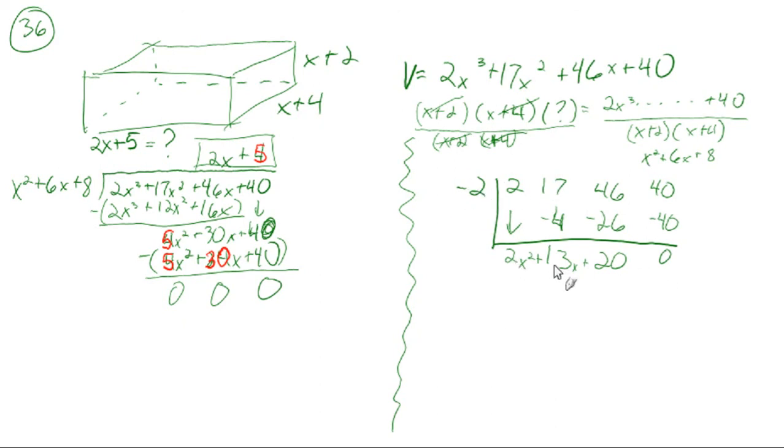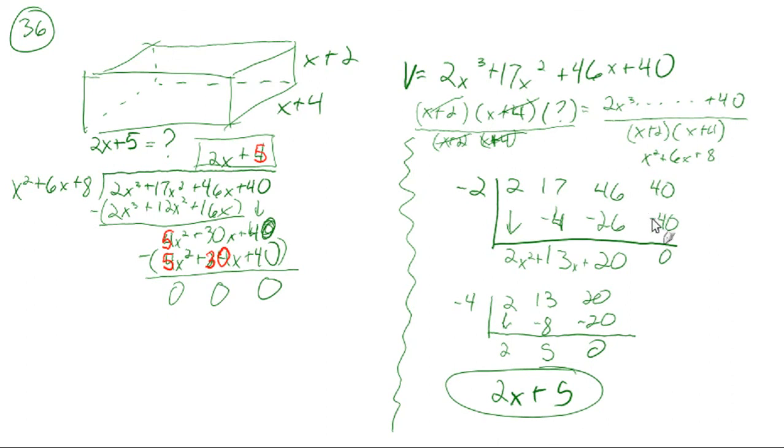So we could take this now and put it into synthetic division. And we'll now divide by x plus 4. So put the negative 4 in there. So we'll divide out that factor and see what's left. Bring down the 2. We get negative 8. We get 5. Negative 20, 0. So we get 2x plus 5.